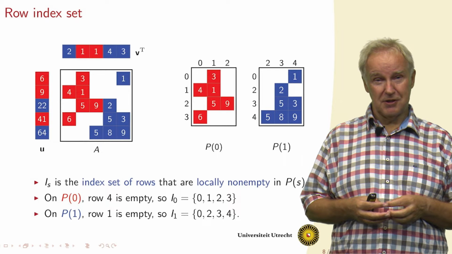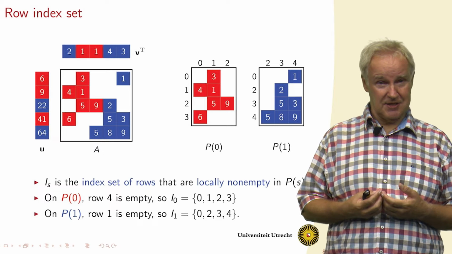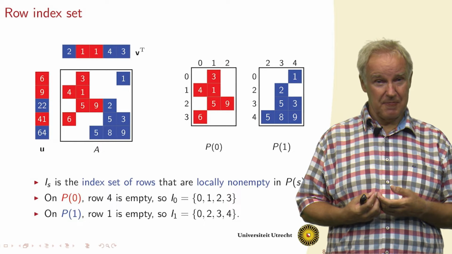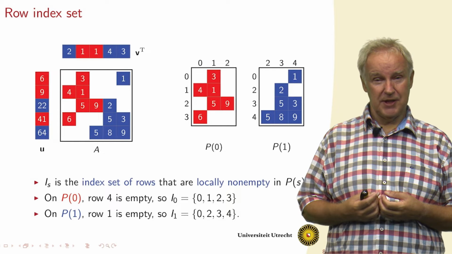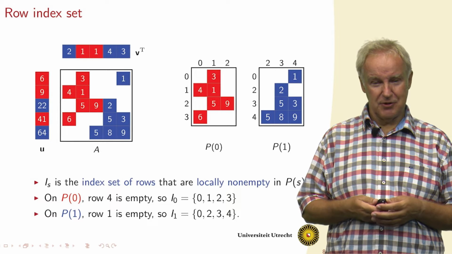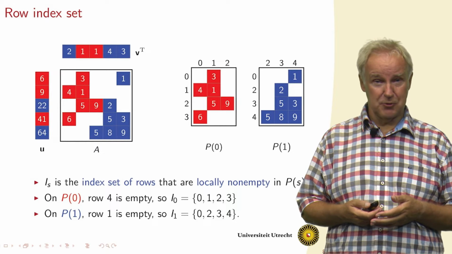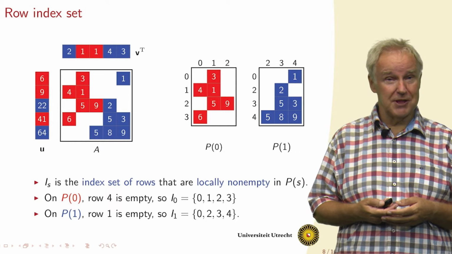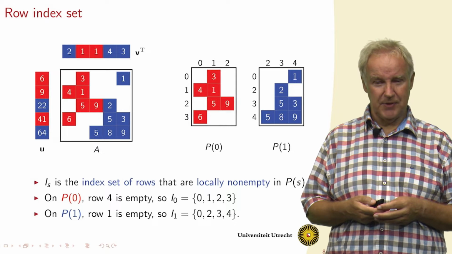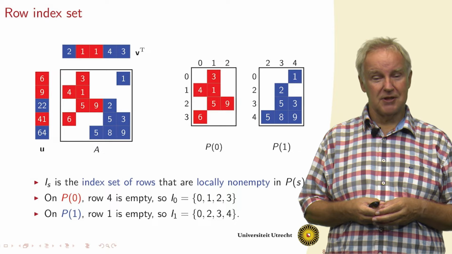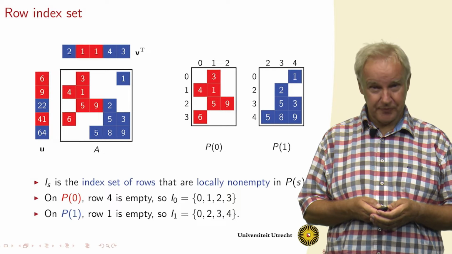And the first important notation is IS, which is the index set of processor S, and it contains all the rows that locally are non-empty. So in the case of the red processor, you see row 4 is empty, but rows 0, 1, 2, and 3 contain a red non-zero. And because of that, the index set is 0, 1, 2, 3. And similarly, for the blue processor, we have the row index set 0, 2, 3, 4.